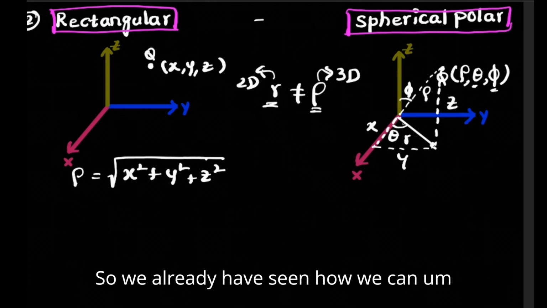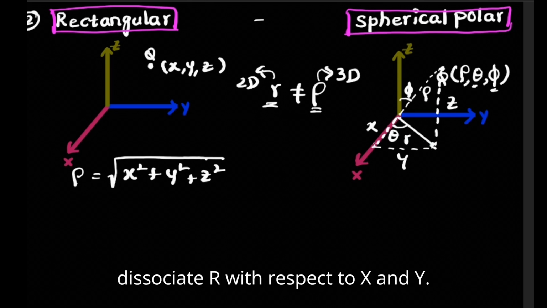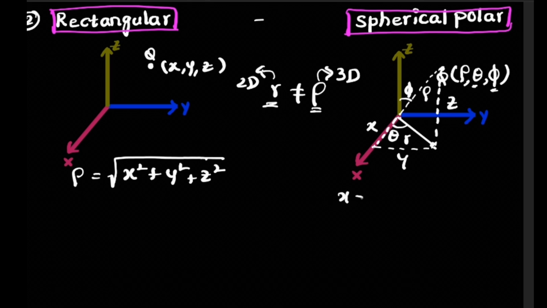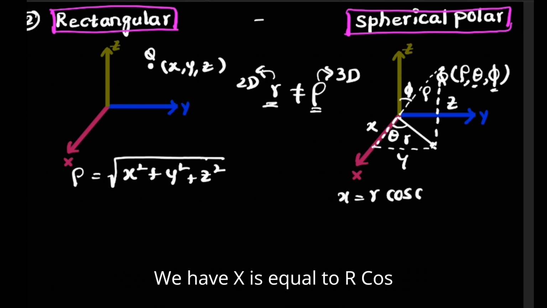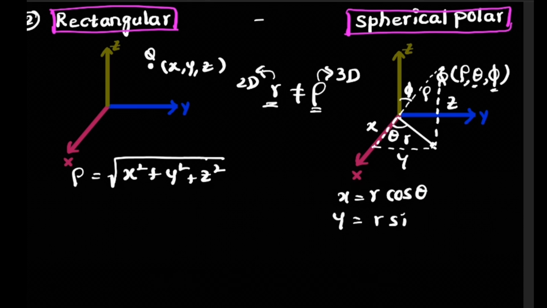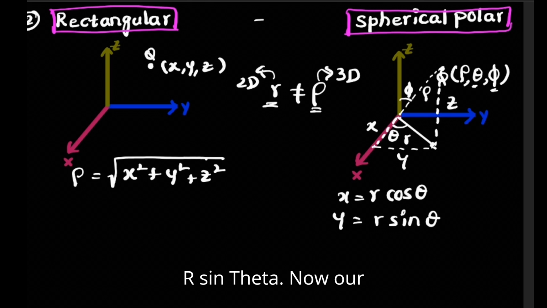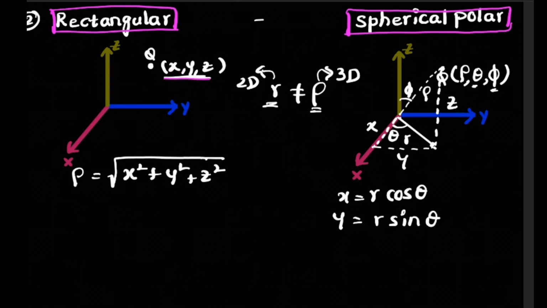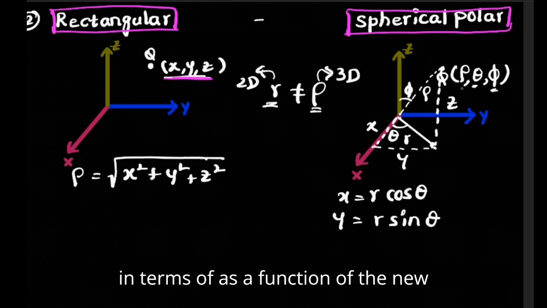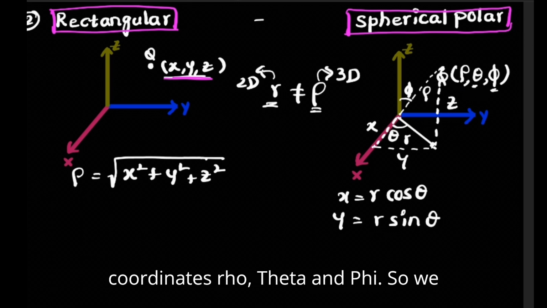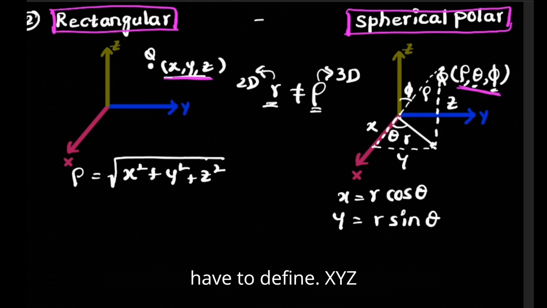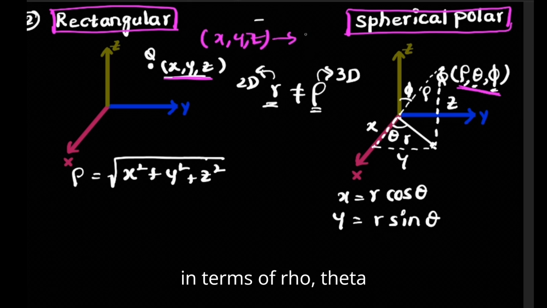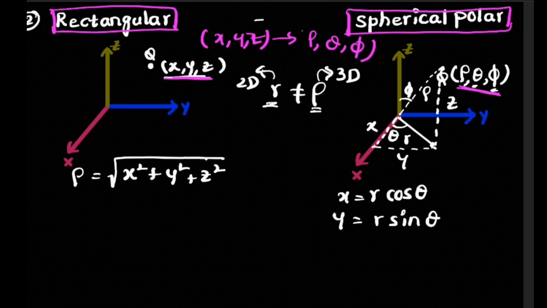So we have already seen how we can express r with respect to x and y. We have x is equal to r cos theta, y is equal to r sin theta. And now our aim is to represent the rectangular coordinates x, y, z as functions of the new coordinate system of spherical polar coordinates rho, theta, and phi. So we have to define x, y, z in terms of rho, theta, and phi. Let us see how we can do it.